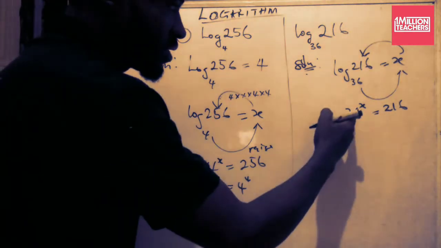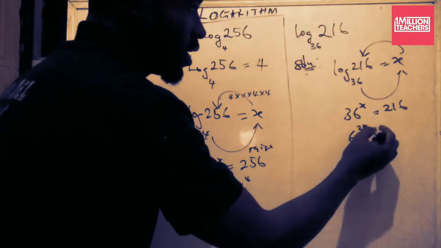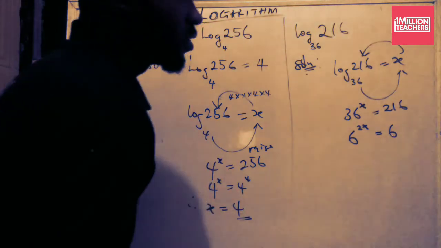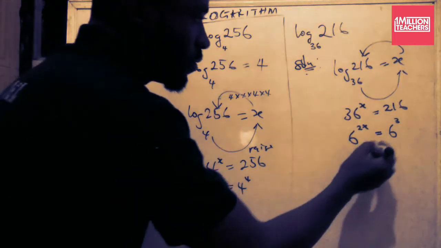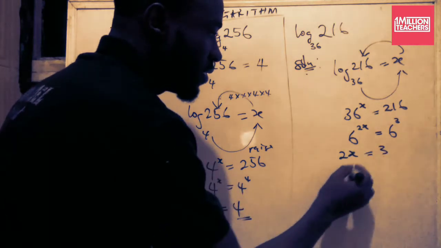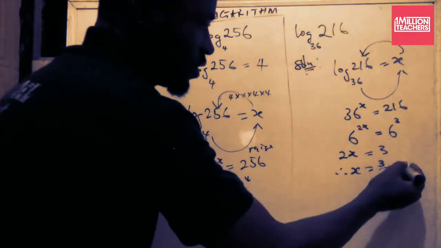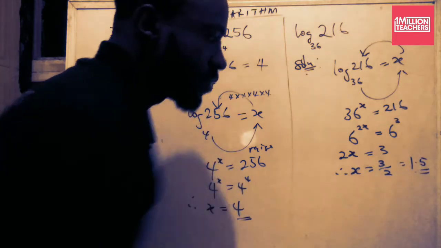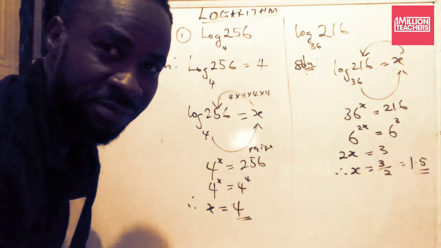Now I know that this 36 can be written as 6 raised to the power of 2. I also know that this 216 can be written as 6 raised to the power of 3. So by comparison, I have that 2x is equal to 3. So therefore, x is equal to 3 over 2, which is the same thing as 1.5. So these are the solutions to this problem.